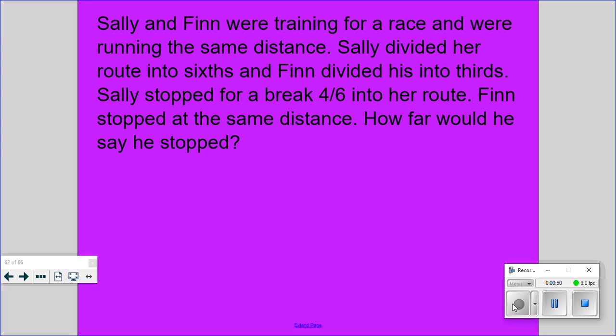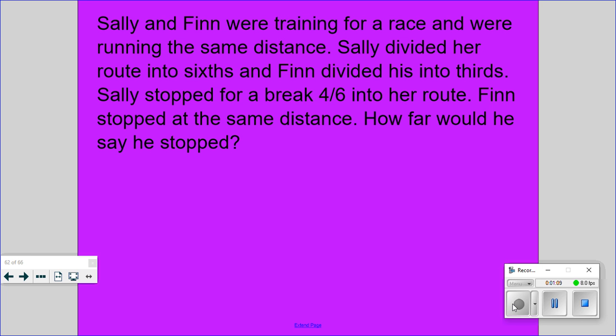So that seems like a lot of words, lots of things happening. Let's take it step by step. Sally and Finn were training for a race and were running the same distance. Did one run farther than the other? No, they ran the same distance. We can even imagine they might have run together.